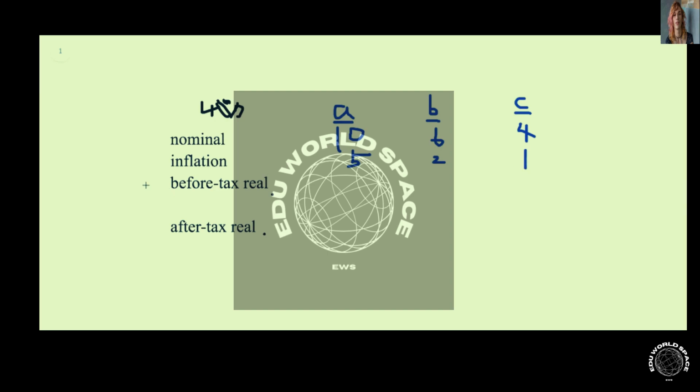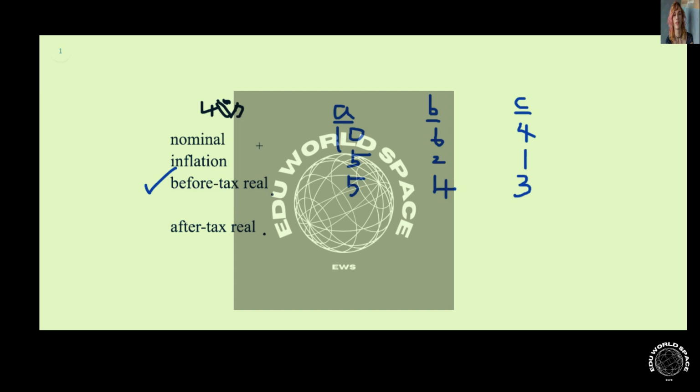So we first calculate the before-tax real interest rate. It is easy because the real interest rate is just the nominal interest rate minus inflation. So 10 minus 5 is 5. 6 minus 2 is 4. And 4 minus 1 is 3. Okay, so we finished the first question.